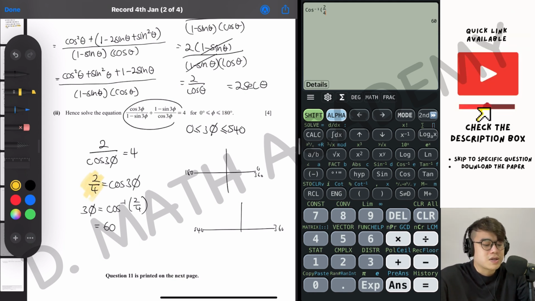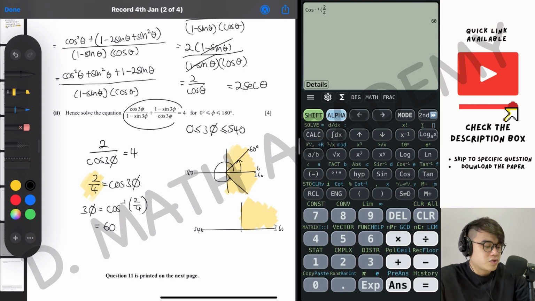Positive tells us that you have 2 answers at the first cycle and 1 answer on the second cycle. So the first one, 60 here, will be a valid result. Then you turn all the way down here. That would be 360 minus 60.